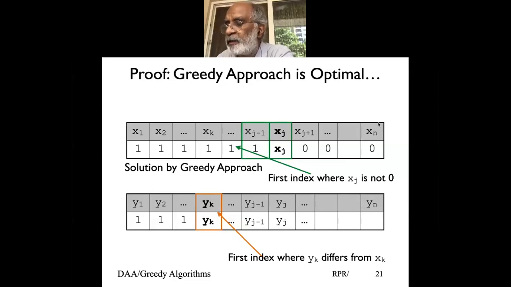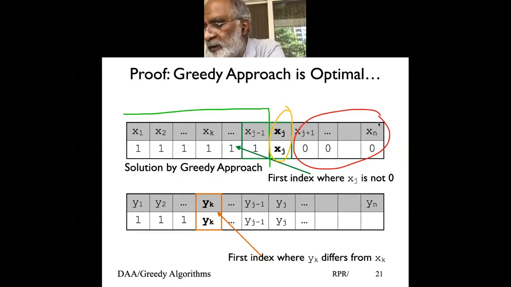So what we're saying is this is my solution. Till j minus 1 everything is 1. My jth case, sorry, I did the wrong diagram. Till j minus 1 everything is 1. My jth case is partial, and after jth item they are all 0.